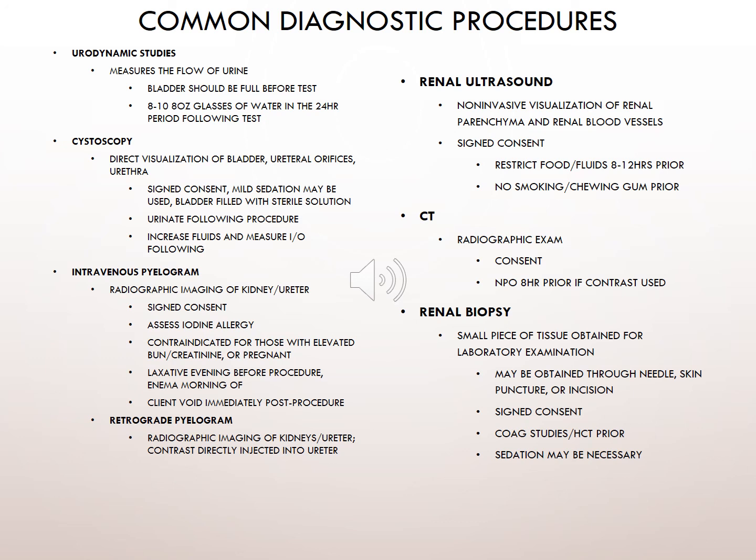For example, with a urodynamic study, we're looking at and measuring the flow of urine. So before this test can be performed, that patient needs to have a full bladder. And oftentimes we can get this by having them drink a glass of water, 8 to 10 ounces. We can get them to drink some water and hold their urine, but again, their bladder has to be full to measure that flow of urine.